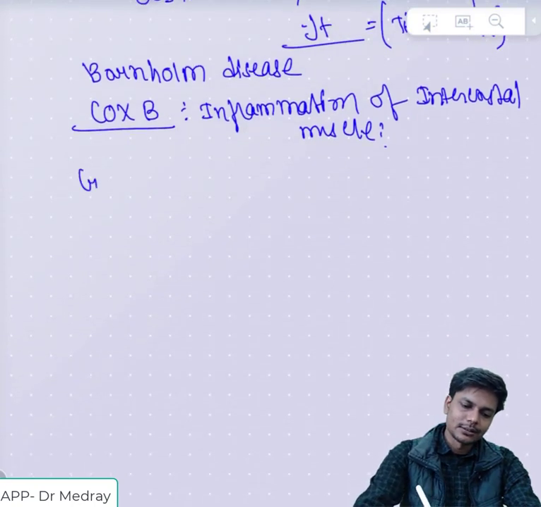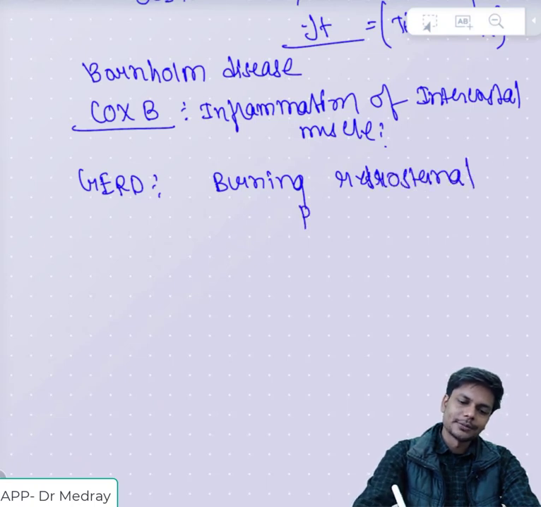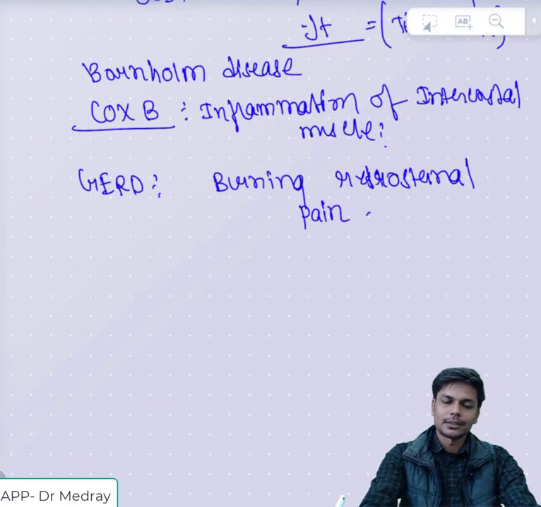Gastroesophageal reflux disorder, GERD, can cause burning chest pain, retrosternal pain. But there will be associated symptoms of dyspepsia, nausea, vomiting, epigastric discomfort, chest discomfort, or burning retrosternal pain.